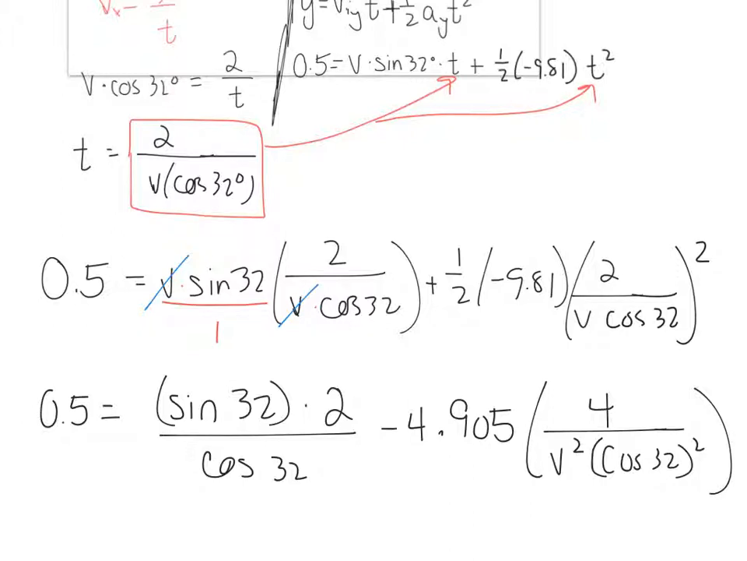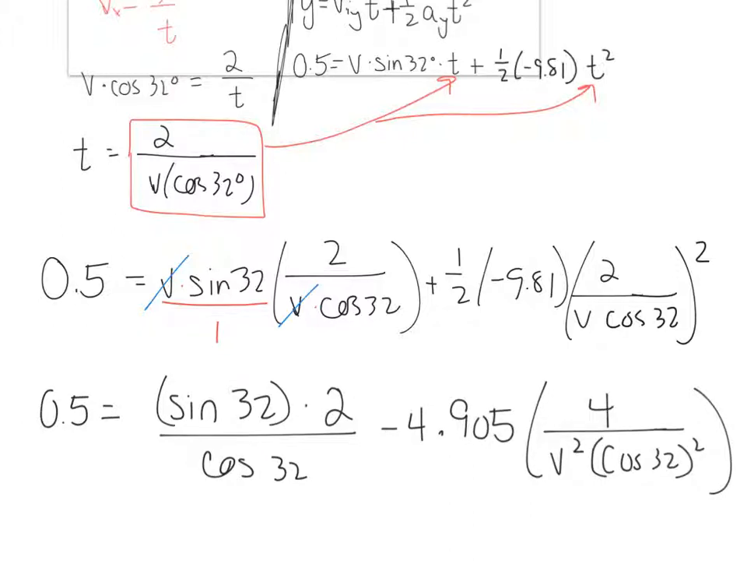Remember, when you square something that has multiplication and division, you square every single term. And with a plus sign, you can't do that. So 2 squared is 4, v squared is v squared, cos 32 squared is cos 32 squared. Question: the 2 and the 2, that canceled out? And 1/2 canceled with that 2? No, this 1/2 times negative 9.81 is negative 4.905. I just simplified that.